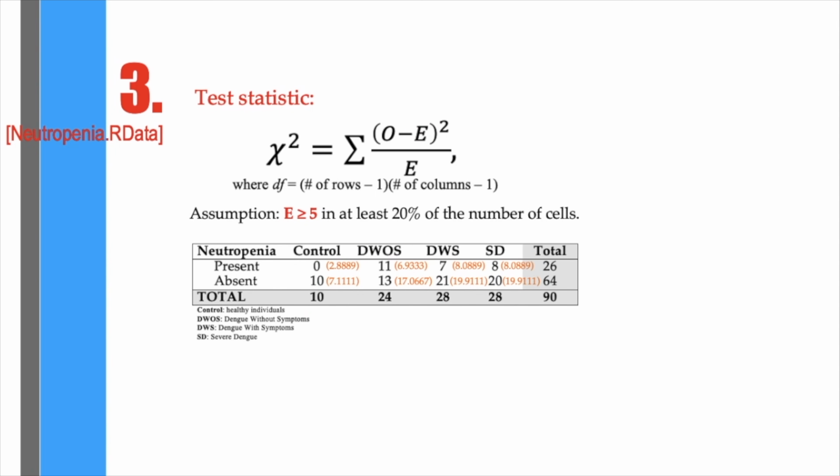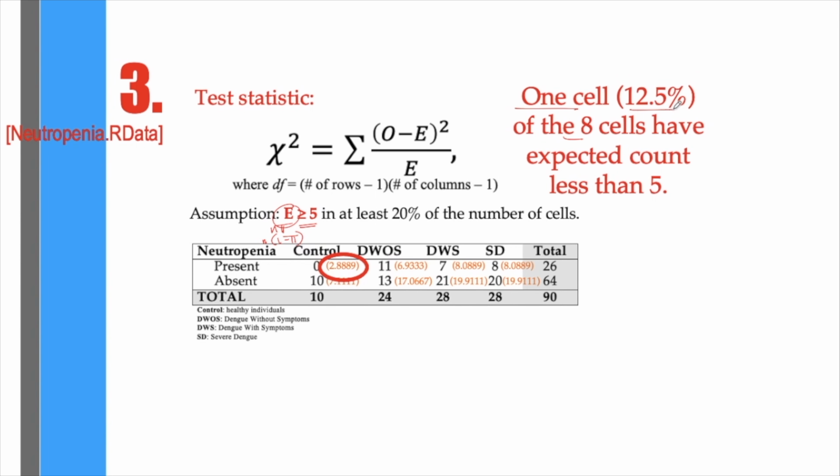Now, for the assumption of the chi-square test of homogeneity, expected counts, which are represented by n times pi or n times 1 minus pi, must at least be 5 in at least 20% of the number of cells. 1 out of 8 is just 12.5%, which does not exceed 20%. Thus, it is allowed that we make use of the chi-square test of homogeneity. Or in other words, since we have 8 cells, 20% of that is 1.6, then we're allowed up to 1.6 cells having expected count of less than 5.